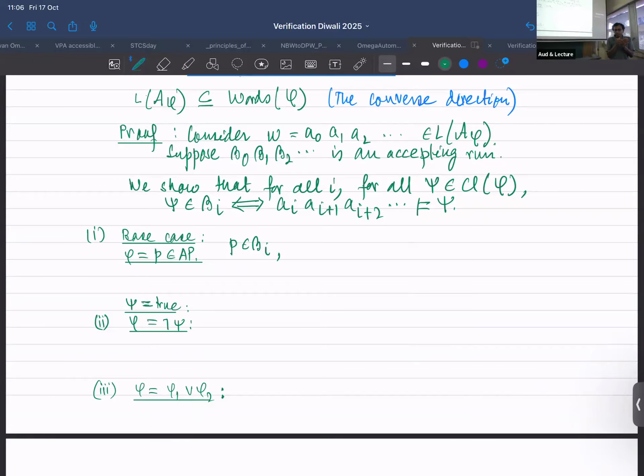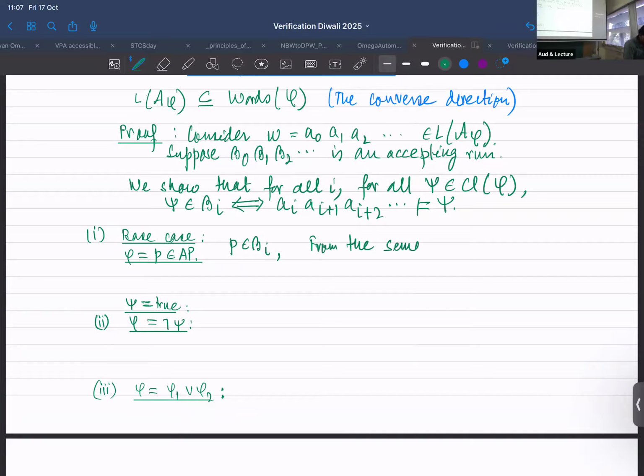So essentially, the word that you can accept from this state beta I should have atomic propositions which include P. Correct?